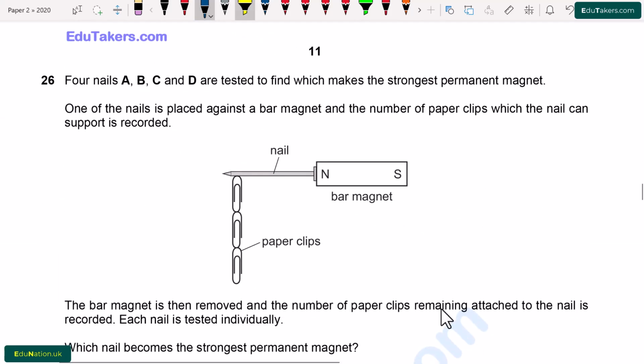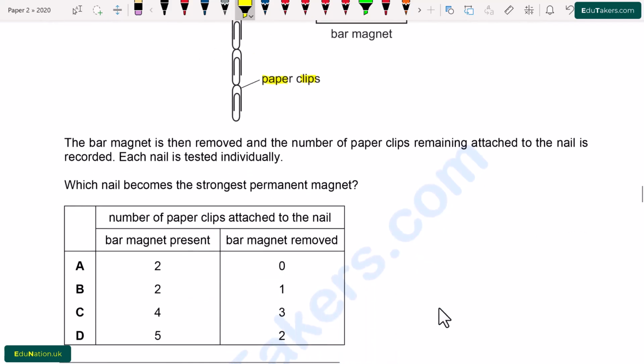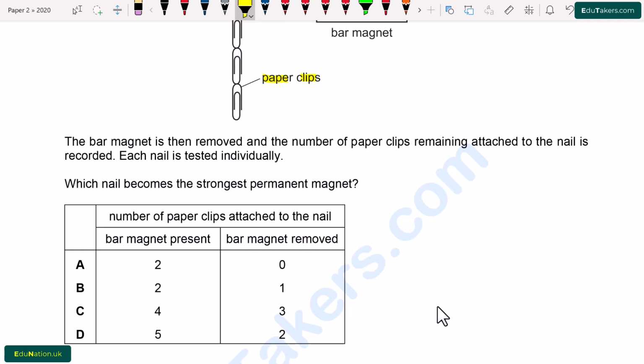Question number 26. Four nails A, B, C and D are tested to find which makes the strongest permanent magnet. One of the nails is placed against a bar magnet and the number of paper clips which the nail can support is recorded. So first of all, here is a bar magnet that contains north and south pole. There is also the nail that is attached with the bar magnet and paper clips. The bar magnet is then removed and the number of paper clips remaining attached to the nail is recorded. Each nail is tested individually. Which nail becomes the strongest permanent magnet?